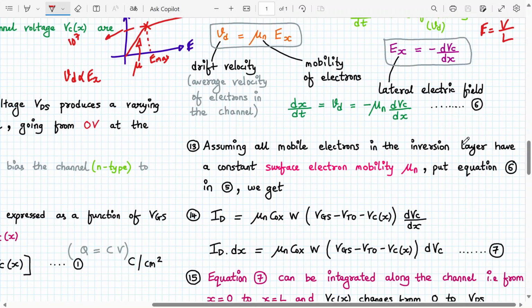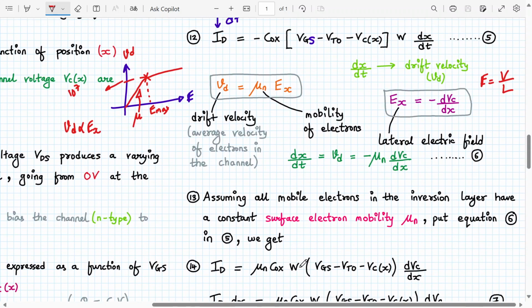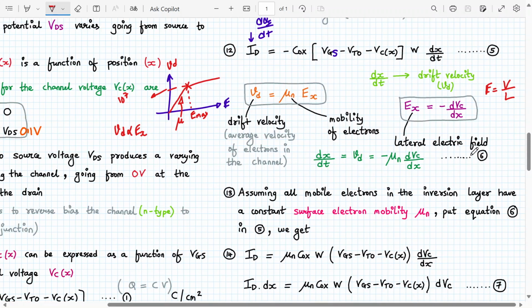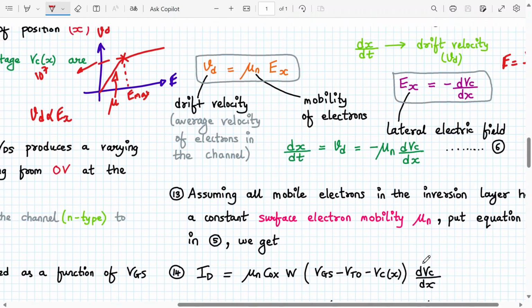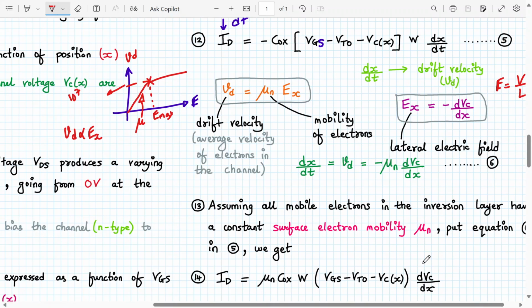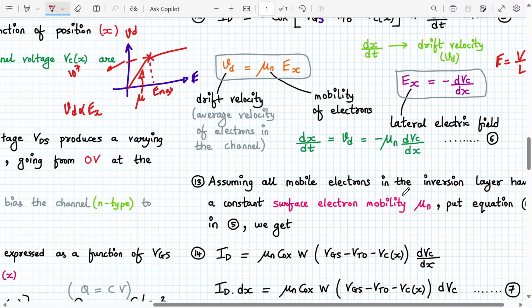Now put this in equation number 6, we get Id equal to mu n Cox W. We had written it in equation number 5, and we are putting equation number 6 in equation number 5. The minus sign will go from here; this minus sign and this minus sign will disappear. So Id will be mu n Cox W (Vgs minus Vto minus Vc of x) into dVc by dx. Understood everyone? How we got this? Check equation number 5 and 6. Yes or no? Yes, sir.